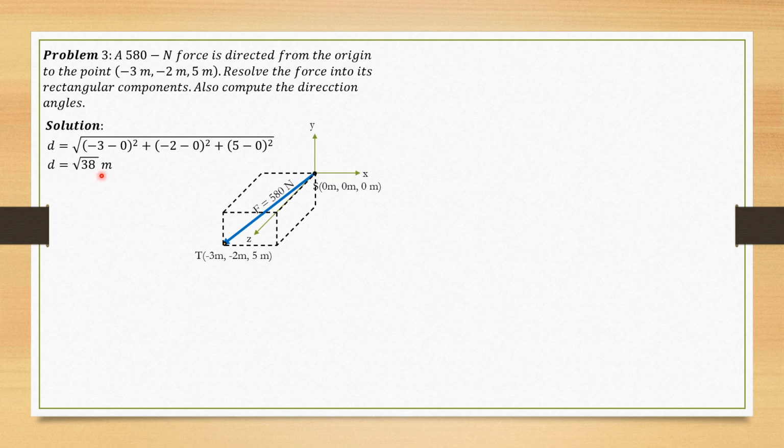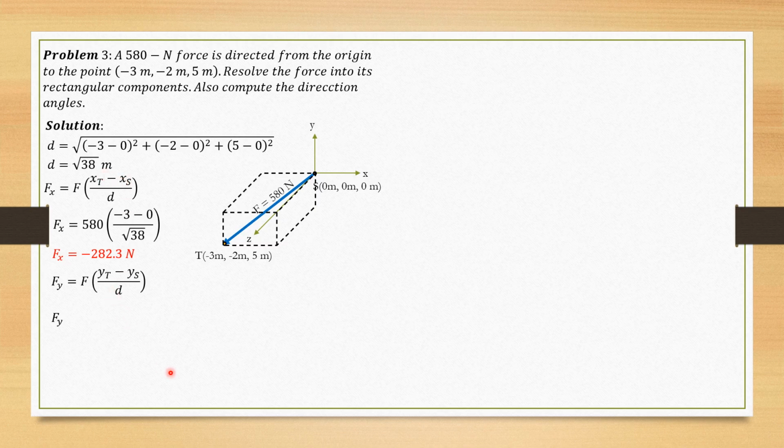And remember that the x component is the magnitude of the force 580 times the x component of distance -3 divided by distance. Or you may write that in this form: magnitude of the force times delta x, the x component of distance, divided by distance. So Fx is equal to -282.3 newtons. Fy is magnitude of the force times yt minus ys over distance. So it is equal to 580 times quantity -2 minus 0 over the square root of 38. So Fy is equal to -188.2 newtons.